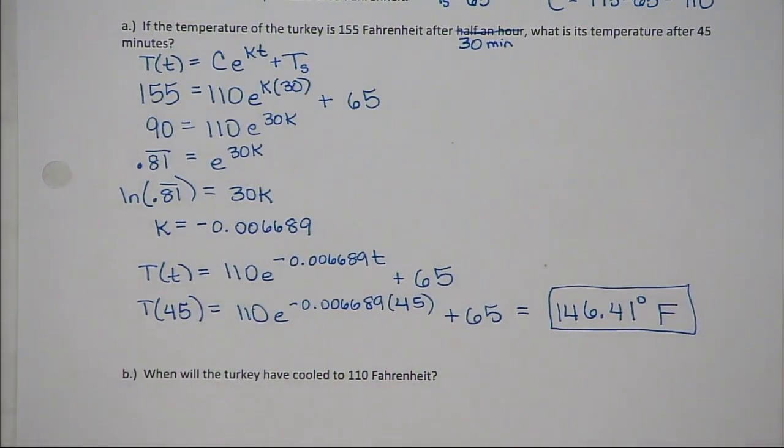I'm thinking about part B already. So if you used hours, you will use 3/4 instead of 45, and you should get the same temperature. Okay? All right. So we good with that?